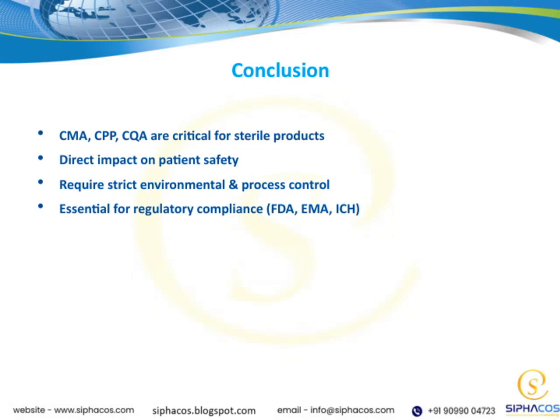Let's wrap up with the key takeaways. CMA, CPP, and CQA are absolutely critical when it comes to sterile products. These qualities directly impact patient safety, which is always our top priority. Achieving and maintaining these standards requires strict control over the environment and processes to prevent contamination and ensure product integrity. Importantly, these measures are not just good practice. They are essential for regulatory compliance with agencies like the FDA, EMA, and ICH. By adhering to these standards, we not only protect patients, but also uphold the quality and reliability of our sterile products across the board.